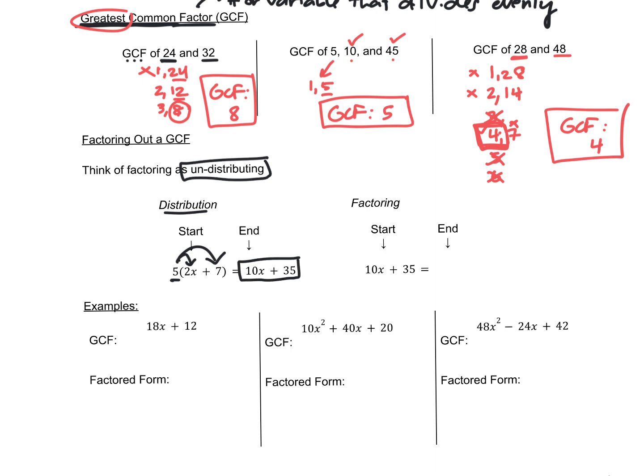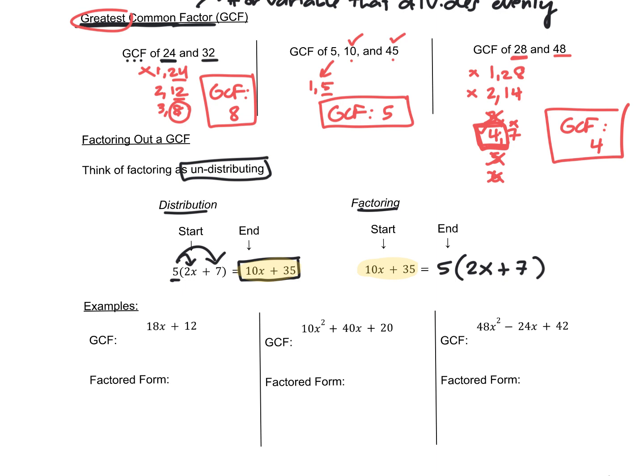Now, if you look at factoring, it's doing that exactly in reverse. Look how my end result is actually what I start with here. And that means ultimately what I want to end with was that original problem. So the 5 outside the parentheses and the 2x plus 7 inside. So our answer just looks different. It's like we flip the answer and what we started with. So let's look at some examples.